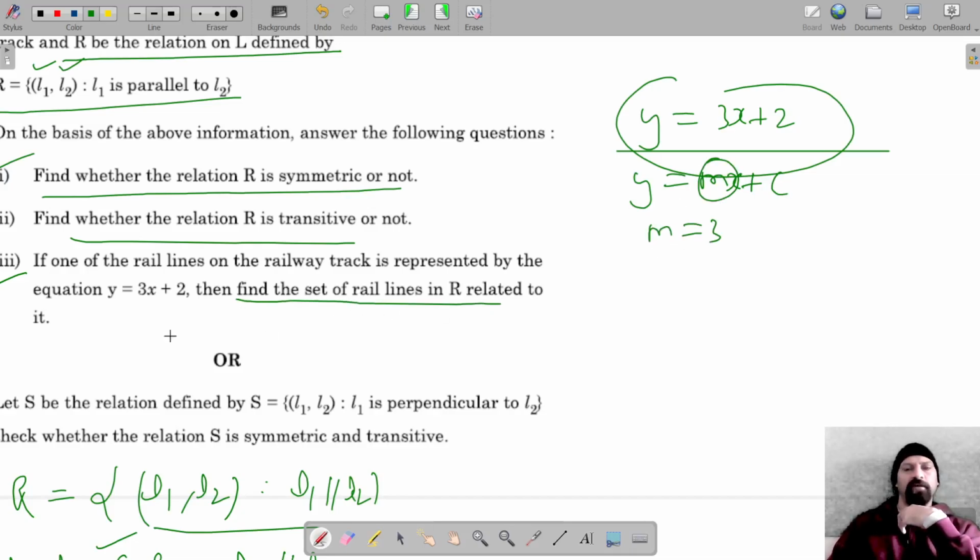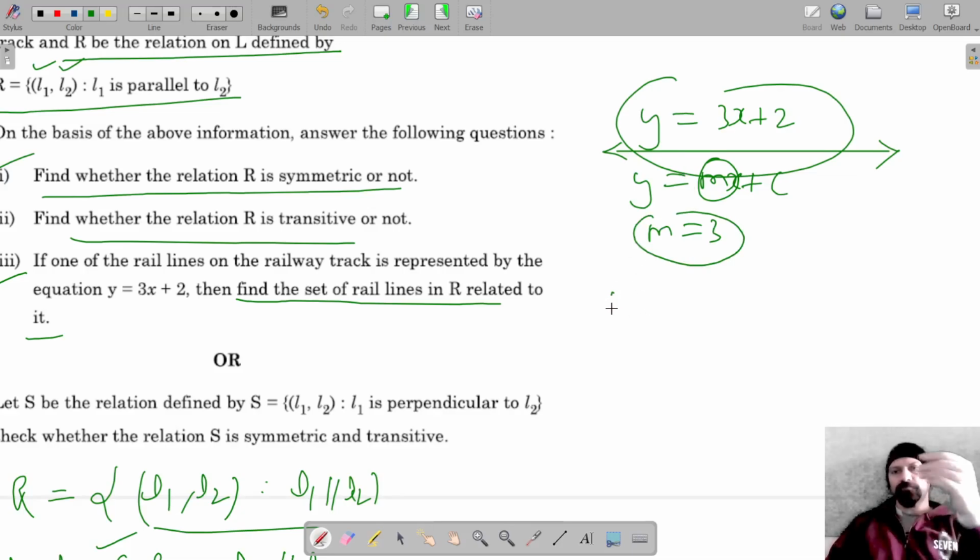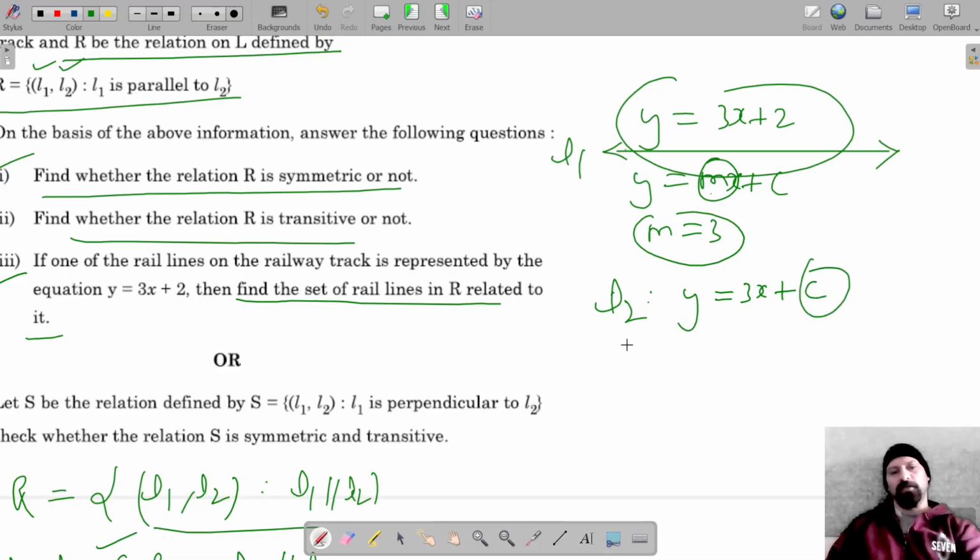Now we have to find the set of rail lines in R related to it. The rail lines related to this one, which has the equation 3x + 2, will be all parallel lines, and we know that parallel lines have slope equal to 3. Let this be L1. So L2 will be the set of all lines that have slope 3, so they will have the equations y = 3x + c, where c is the intercept. All the lines which have slope 3 will be parallel to this line because the slope of parallel lines is equal.